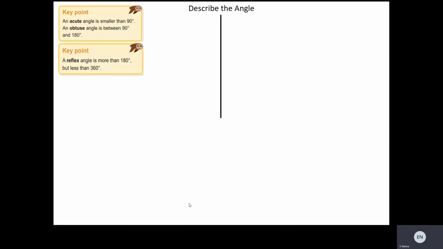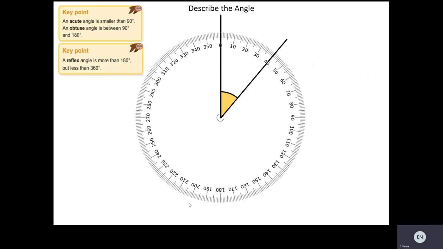So let's do a quick check on what we've learned so far. So we've learned about acute angles, obtuse angles, reflex angles, and right angles, right? So hopefully everybody remembers an acute angle is normally smaller than 90 degrees. Obtuse angle is between 90 and 180. A reflex angle is more than 180 degrees, but less than 360 degrees. So let's describe the angles we see. So that's one angle there. Hopefully everybody's able to tell me that this angle here is an acute angle.